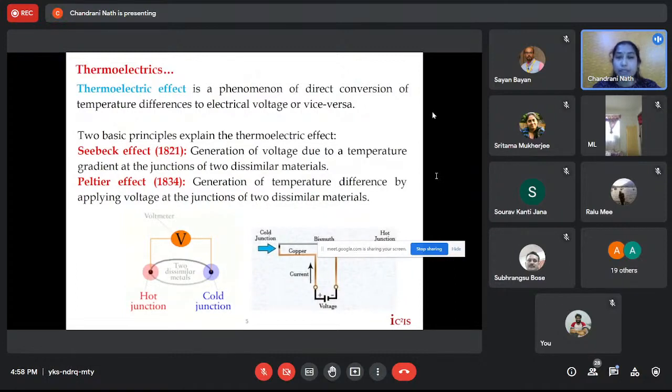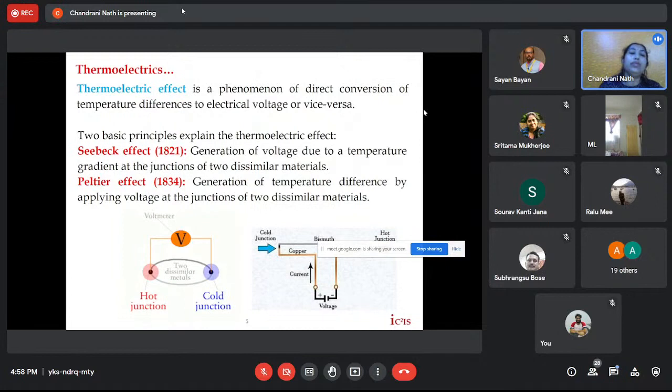So what is this phenomenon then? This phenomenon is basically direct conversion of temperature differences to electric voltage or vice versa. That means if you provide electric voltage, that can create a temperature difference. This effect's discovery dates back almost 2 centuries. When Thomas Seebeck discovered the Seebeck effect, he joined two dissimilar metals, and at the junction he applied a temperature difference. So he could generate a voltage due to the temperature gradient across the junctions.